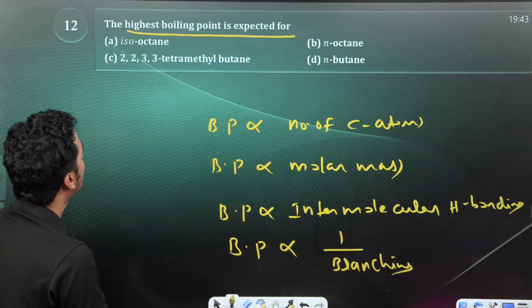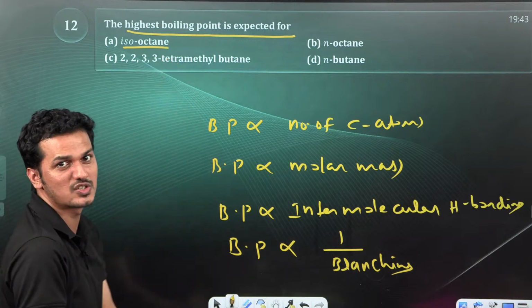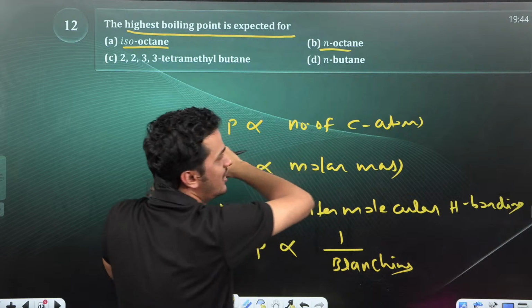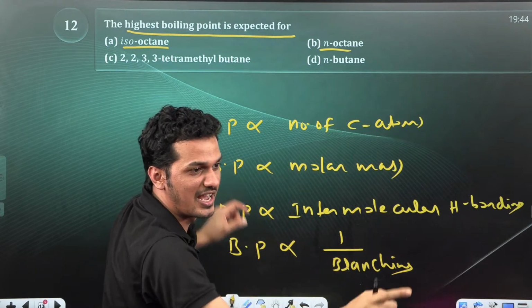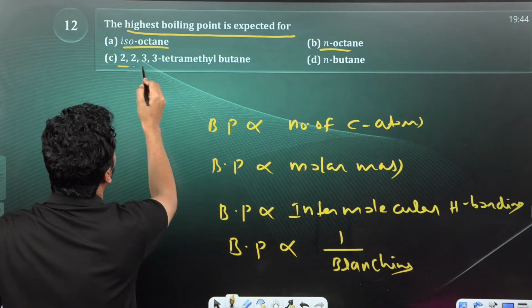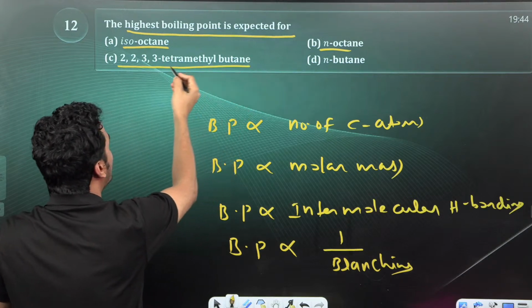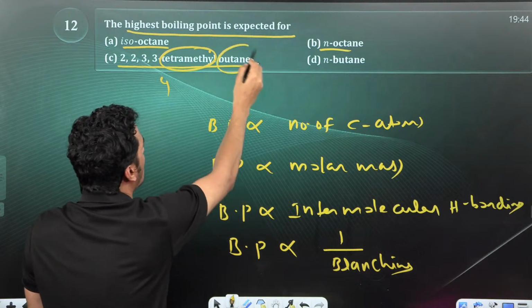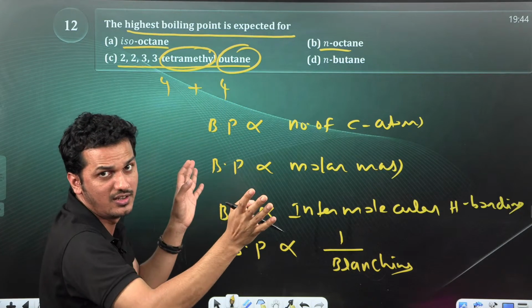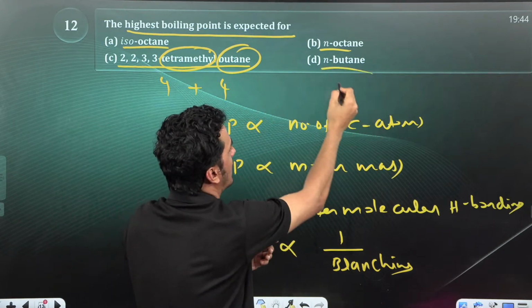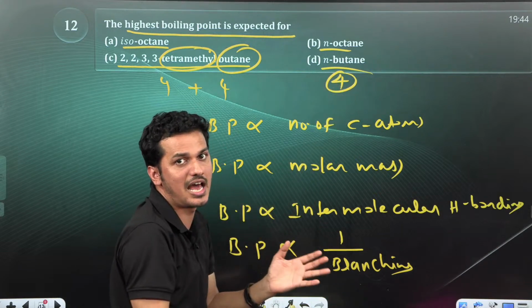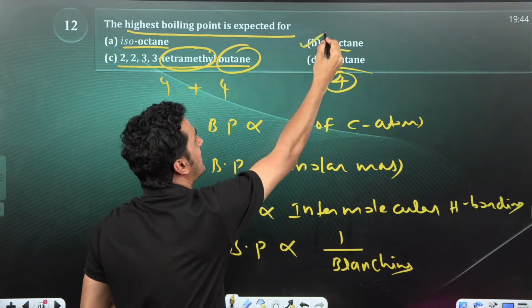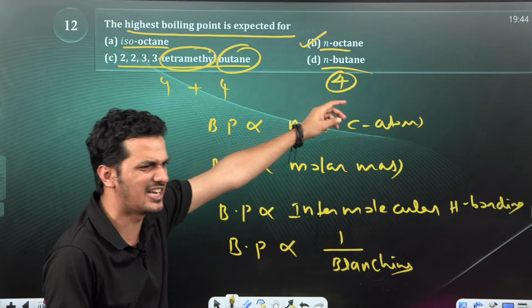Now let's check. Here isooctane is there. Iso obviously means branch, similar to the octane. And normal octane means a chain, an 8 carbon containing chain. And this is 2,2,3,3 tetramethyl butane. Here tetramethyl means 4 carbons, and butane also has 4 carbons. So total 8 carbons are there. Ready? What about here? Normal butane. Only 4 carbons are there. So what's the answer? The longest chain without branching. So the answer is the 8 carbon containing one, normal octane. Idea is clear, guys.